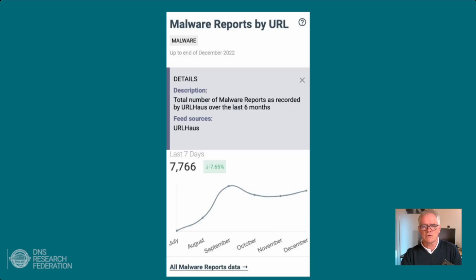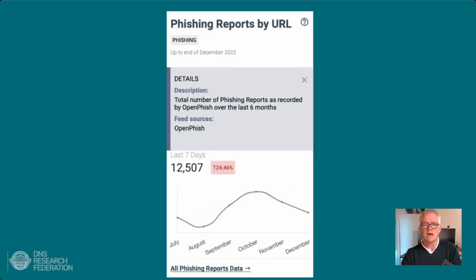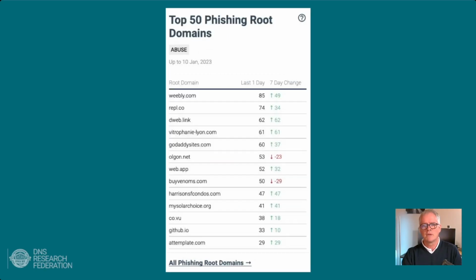Finally, just going through some other reports, and other linear reports. We've got malware reports by URL. Now, there's a big question as to whether malware reports should be reported by URL or the root domain. And also we have phishing reports by URL. And finally, rather than URL, you can also look at phishing reports by the root domain.